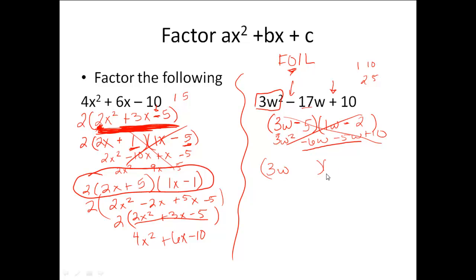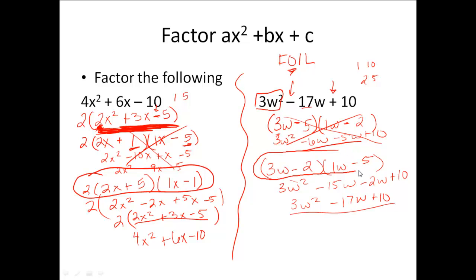So I'm going to do a 3w and a 1w, and this time I'm going to flip-flop the 5 and the 2 around to see if that helps. So I'm going to do minus 2 and minus 5. FOIL it out, and I'm going to have 3w squared minus 15w minus 2w plus 10, and it looks like we got it. 3w squared minus 17w plus 10 matches identically. So we've got it factored right here.